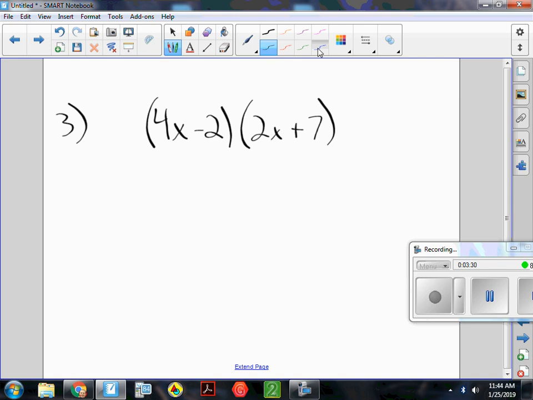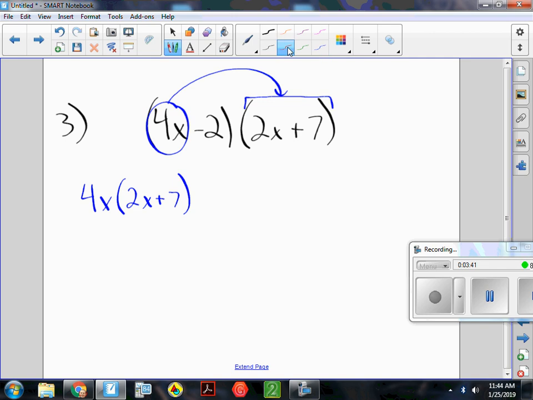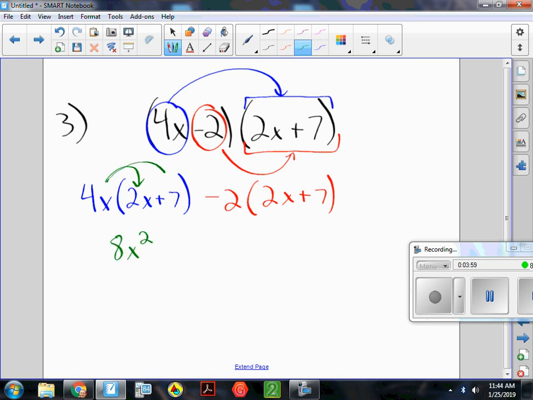What this really means is that you're going to need to take this 4x, the first term, and multiply it by both of these. And so you can actually write that out, 4x times 2x plus 7. And you're also going to take the second number, negative 2, and multiply it by both of these. And so you can write that out, negative 2 times 2x plus 7. And then do all your normal distributing. So 4x times 2x is 8x squared. And 4x times 7 is 28x. Negative 2 times 2x is negative 4x. And negative 2 times 7 is negative 14.